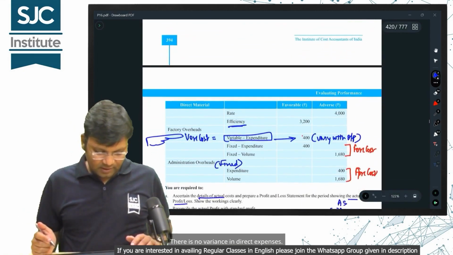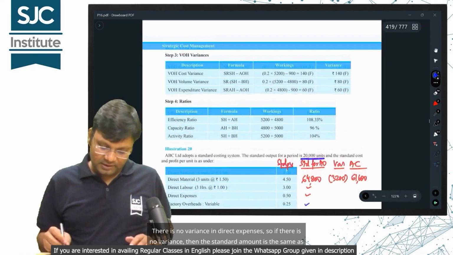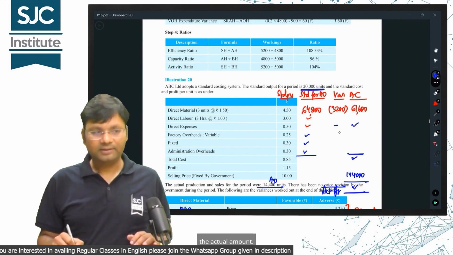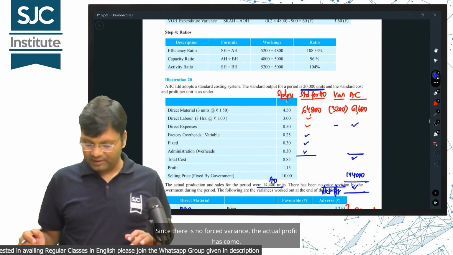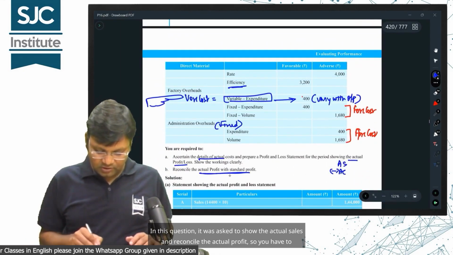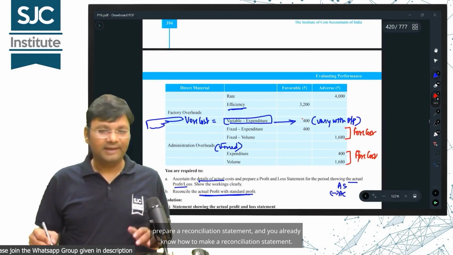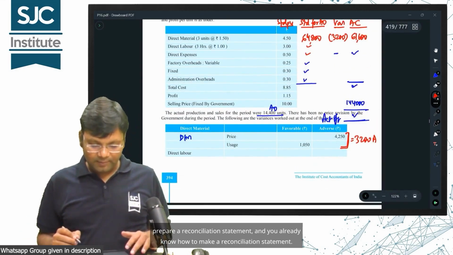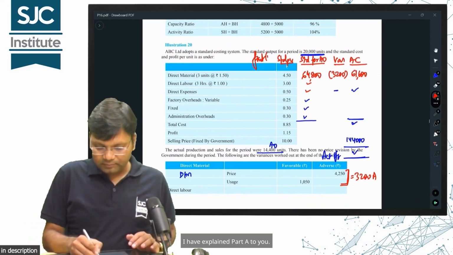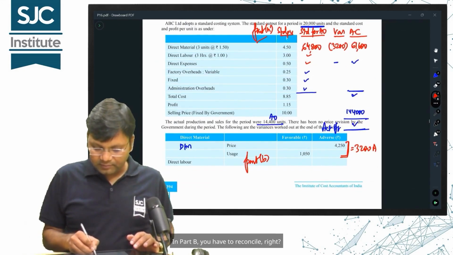There is no variance in direct expenses, so if there is no variance, then the standard amount is the same as the actual amount. Since there is no variance, the actual profit has come. In this question, it was asked to show the actual sales and reconcile the actual profit, so you have to prepare a reconciliation statement, and you already know how to make a reconciliation statement. I have explained part A to you. What needs to be done in part B? In part B, you have to reconcile, right?